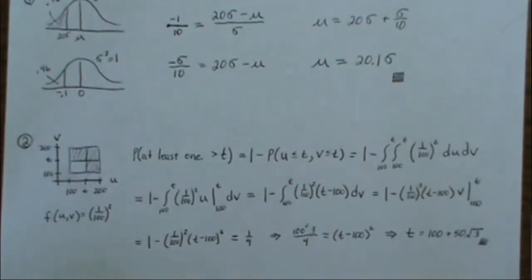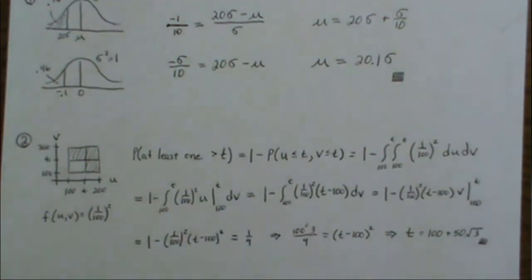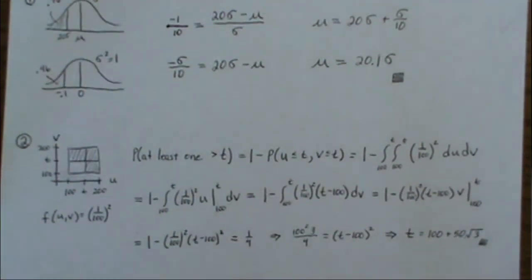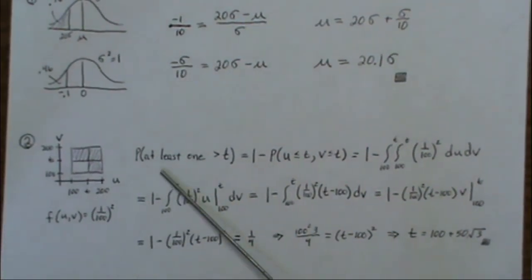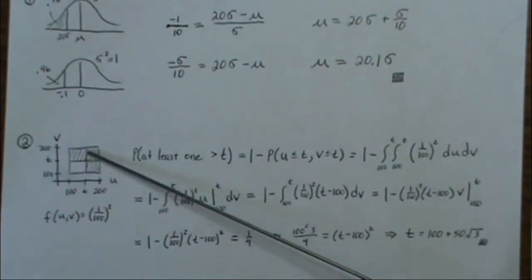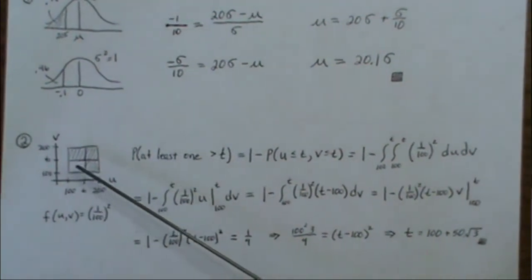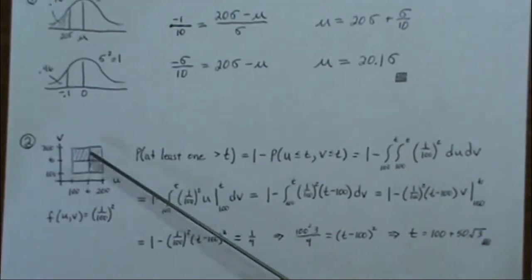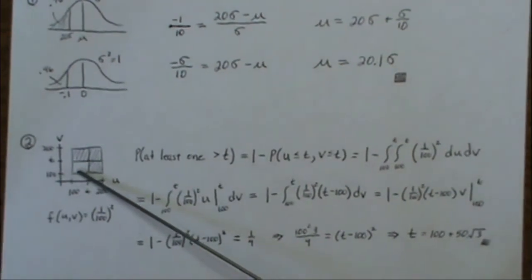Problem number 2. We're given that u and v are distributed uniformly from 100 to 200, and based on that, since they're independent, the joint density is the product of the two, and we want to find the probability that at least one of them is greater than t. So that means it's this shaded area here. And so one strategy is to take, since this whole area must integrate to 1, we can take 1 minus and find this little piece here.